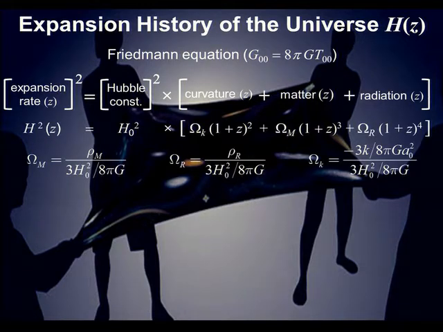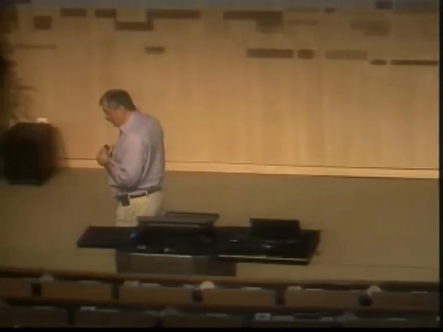And in terms of an equation, the expansion rate of the universe as a function of redshift is its present value times a curvature term, which scales as 1 plus z squared, a matter term which scales as 1 plus z cubed, and a radiation term which scales as 1 plus z to the 4th. There are 3 constants, omega k, omega m, and omega r, which correspond to the contribution to the expansion rate due to matter, radiation, and curvature today at z equal to 0.